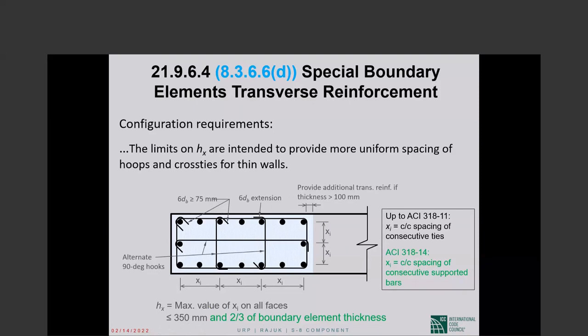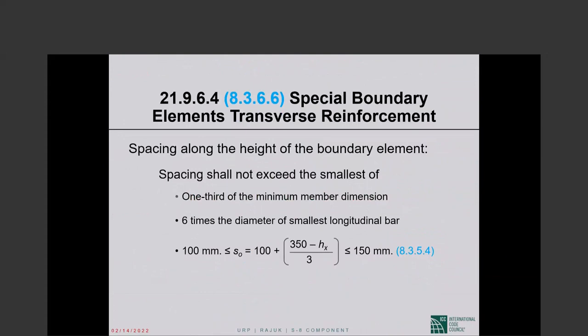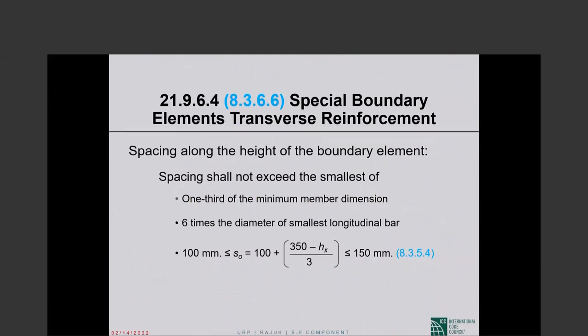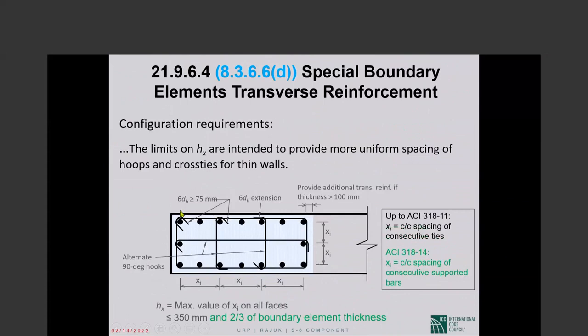318-14 has added that the maximum spacing cannot also exceed 2/3 of the boundary element thickness. So if it is a 12-inch thick boundary element, the maximum spacing cannot go beyond 8 inches. It is not 14 inches anymore. So that is a pretty severe restriction that has been added by 318-14. Okay, so that is the configuration. Next, the spacing of the transverse reinforcement, the vertical spacing of all that.